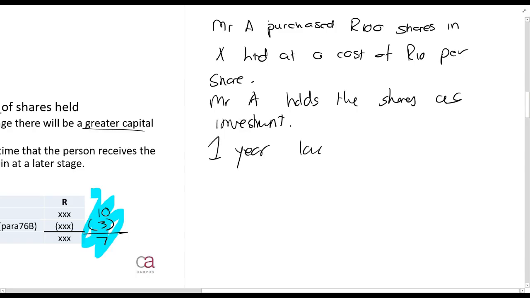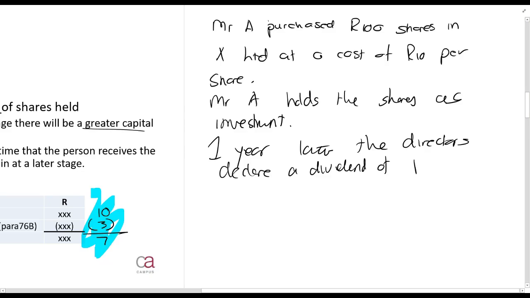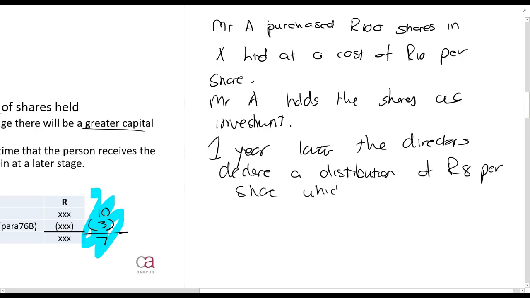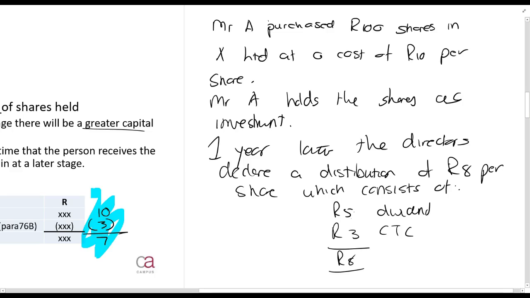1 year later, the directors declare a distribution of 8 rands per share, which consists of 5 rands dividend and 3 rands contributed tax capital. So that gives us the 8 rands. So I'm just going to go for the example.